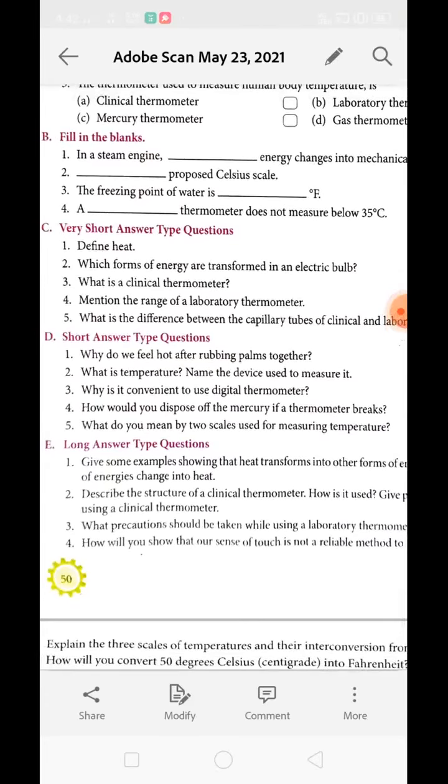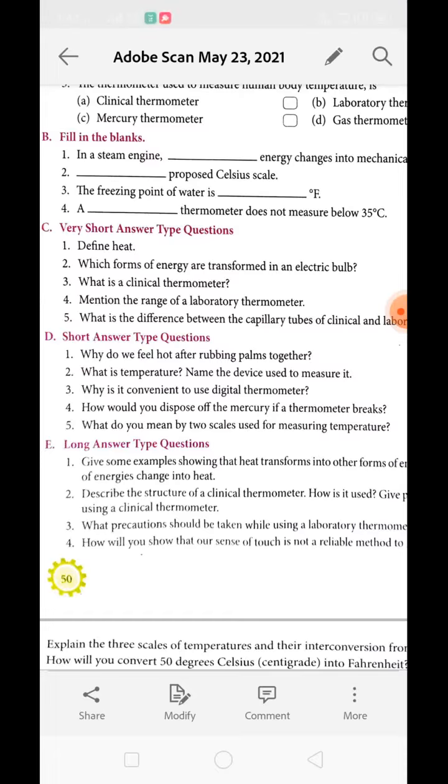Now, very short answer type questions. Define heat. Heat is a form of energy which gives us the sense of hotness or coldness. Second question: which forms of energy are transformed in an electrical bulb? Electrical energy gets transformed into heat energy and then it gets transformed into light energy. So electrical energy is getting transformed in the electrical bulb.